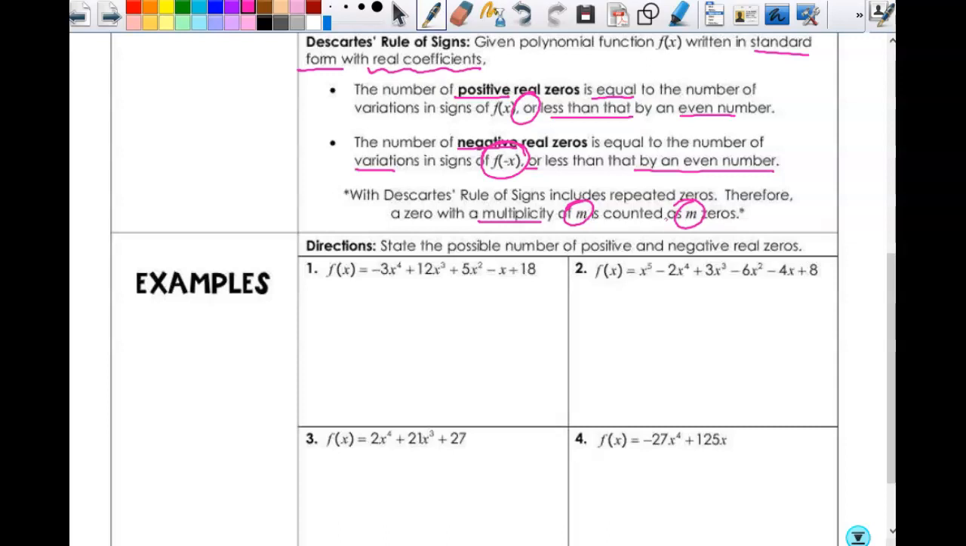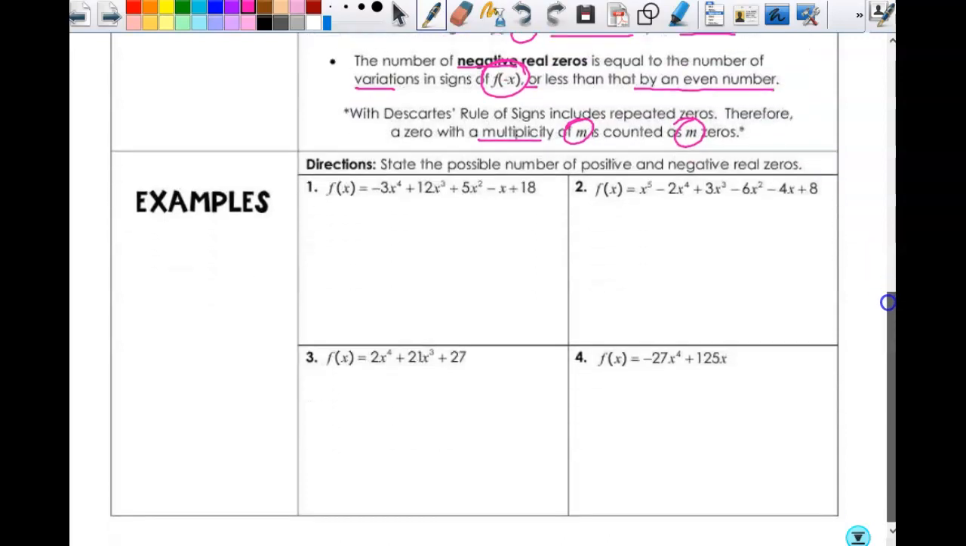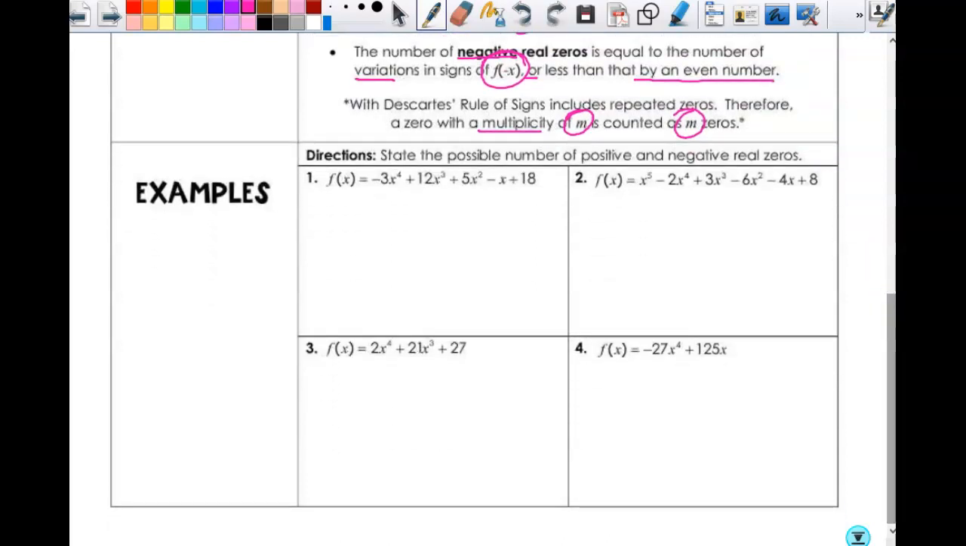I mean, we'd still only write it once, but it would actually count as 2 of them. So all we are doing here is stating the possible number of positive and negative real zeros. The positive ones come from f of x, the negative ones come from f of negative x. So let's look at what's happening here. Here's f of x, right?